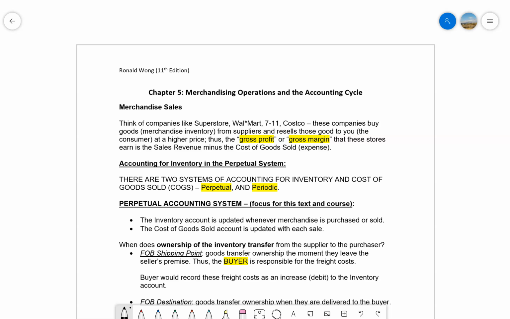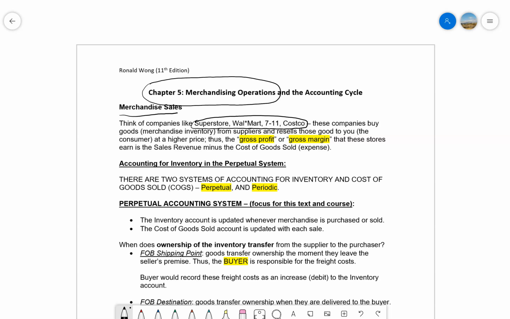Welcome to the Chapter 5 tutorial on merchandising operations. In this tutorial, we're going to focus on merchandise sales. So think about companies such as Superstore, Walmart, 7-Eleven, Costco. They all buy inventory and then they resell that inventory to their customers.